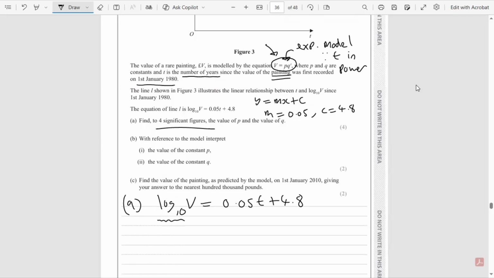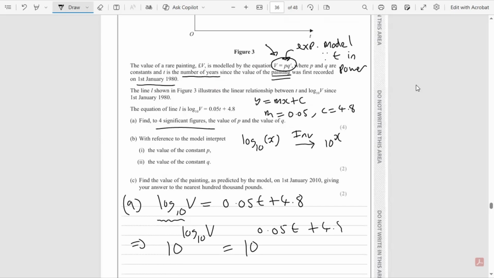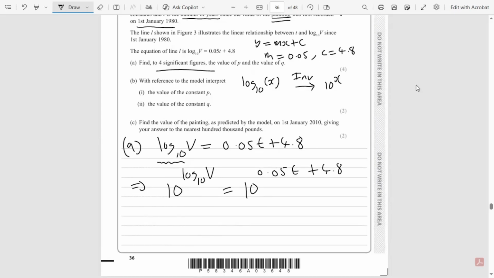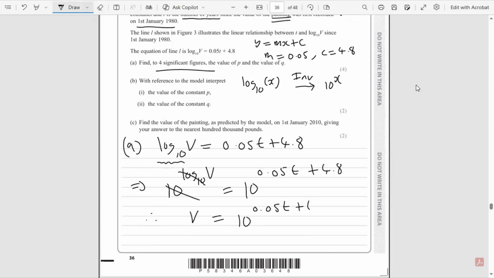How are we going to do that? Well, let's think about the inverse of log base 10. What is the inverse of log base 10? Well, the inverse function of log base 10 of x is 10 to the power of x. So if we raise both sides of this equation with a base of 10, like so, that will cancel out the log base 10. Okay, so 10 to the power of the right side is equal to 10 to the power of the left side. Great, so now the log base 10 disappears. Now this just cancels out. So we're left with v is equal to 10 to the power of 0.05t plus 4.8, with the plus sign up in the power where it should be.